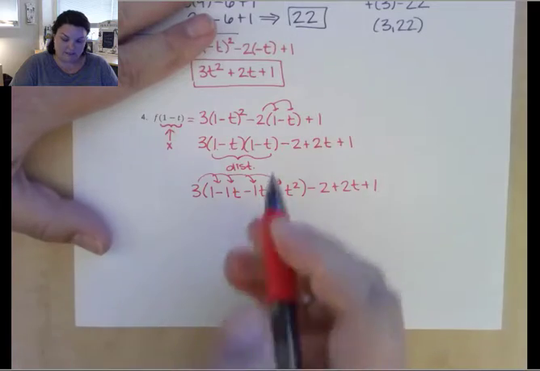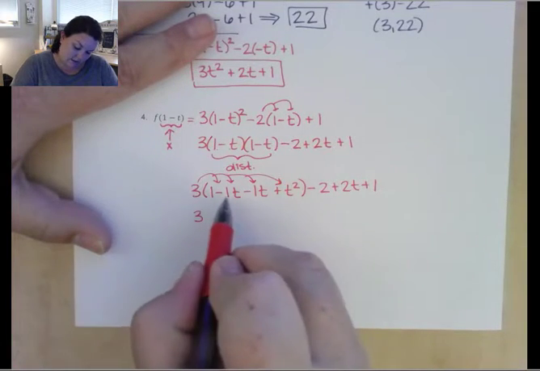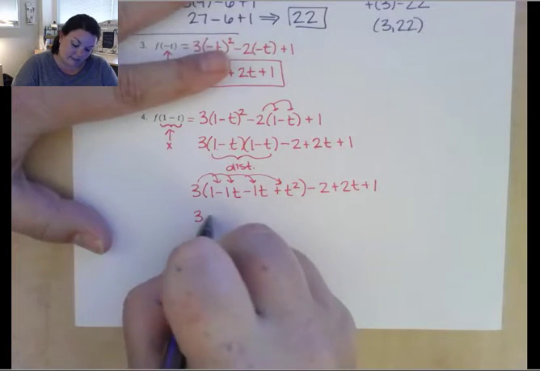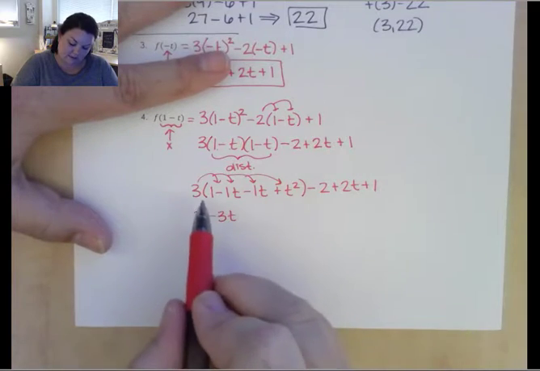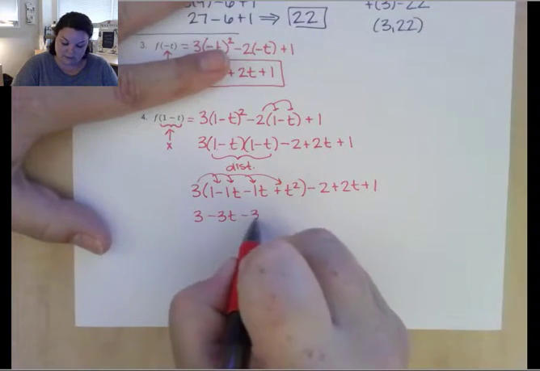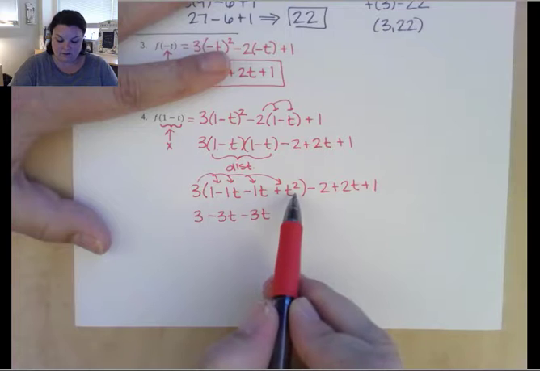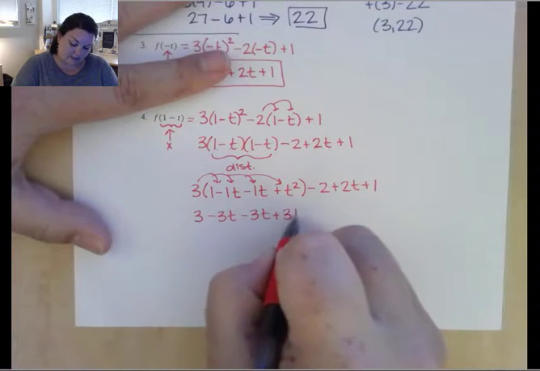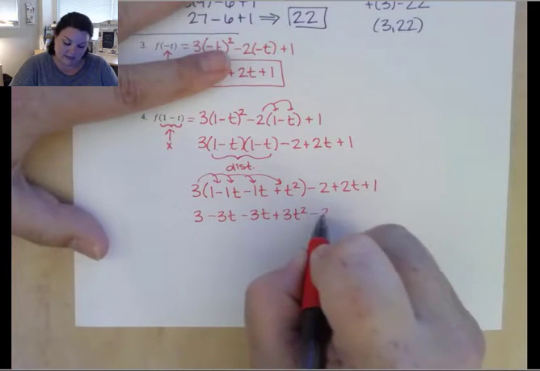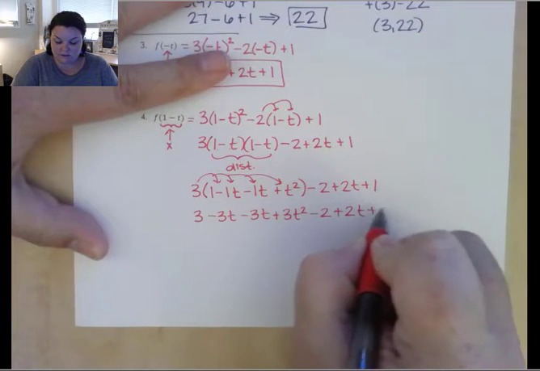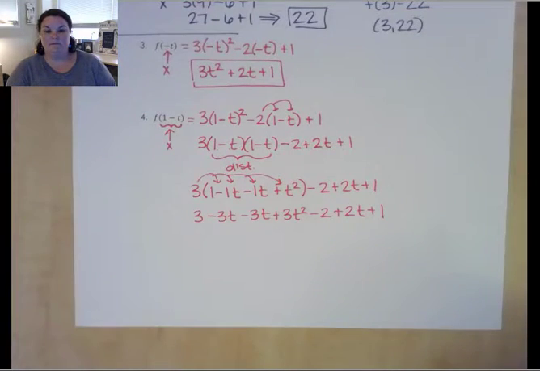Okay? So 3 times 1 is 3. 3 times negative 1t is negative 3t. Again, 3 times negative 1t is negative 3t. 3 times t squared is positive 3t squared. And then I have a negative 2 plus 2t plus 1. Okay? Whew! Right? So now we've got it all multiplied out. Now we just have to combine like terms.